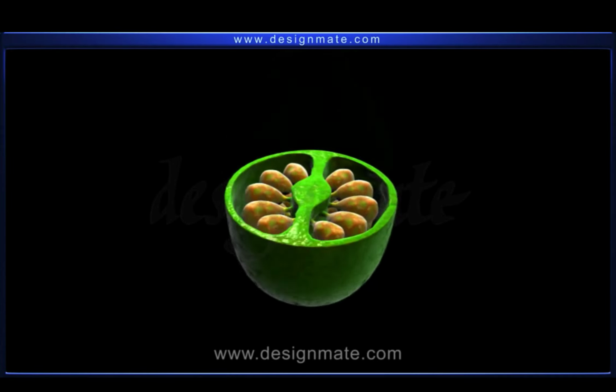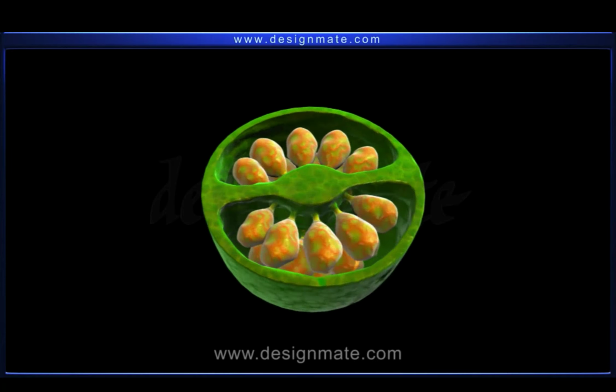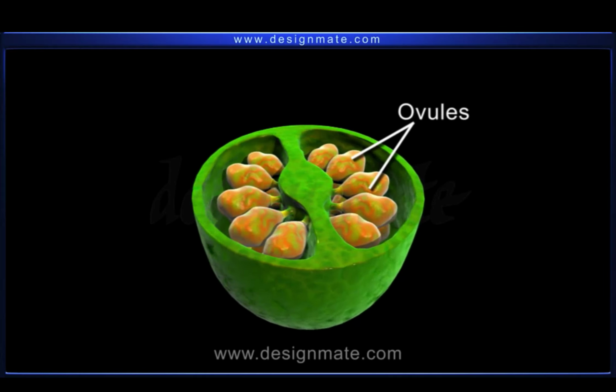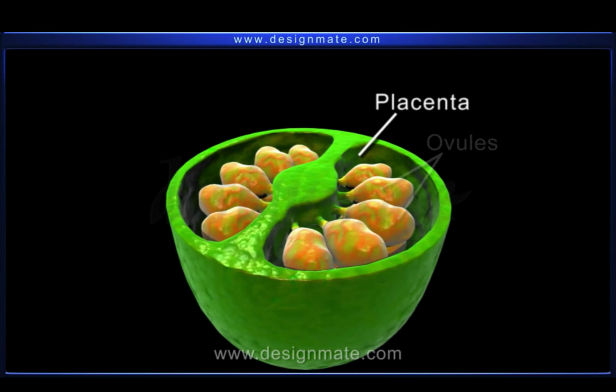A section of the ovary shows chambers known as locules. These locules have ovules inside them. Each ovule is attached to the placenta by a stalk-like structure called the funiculus.